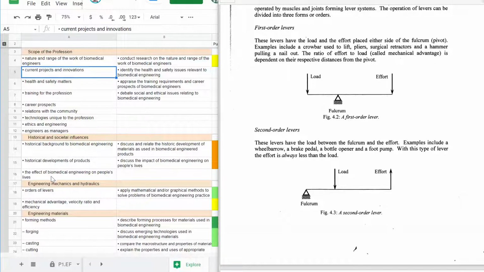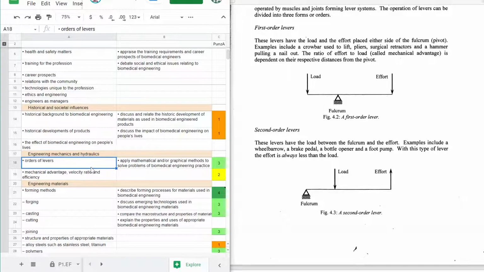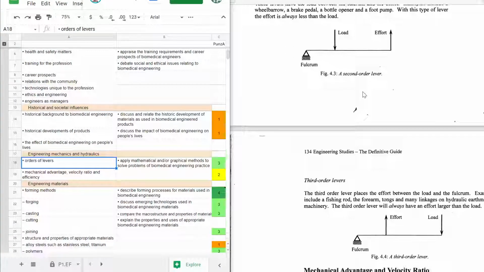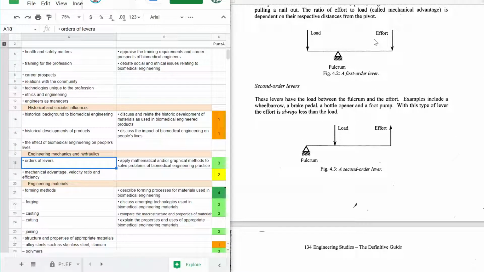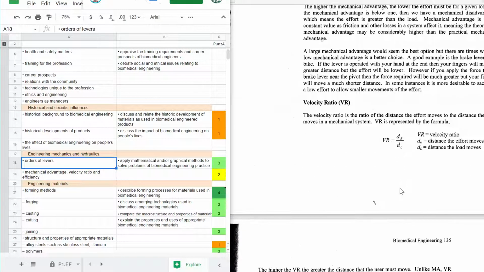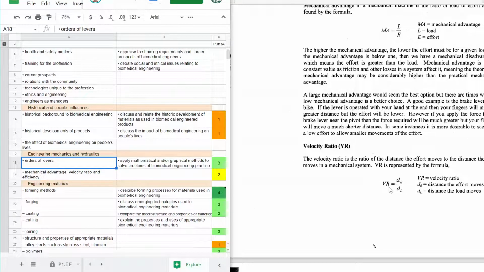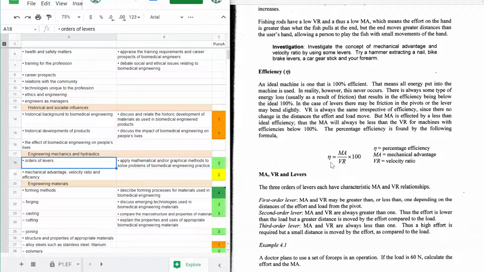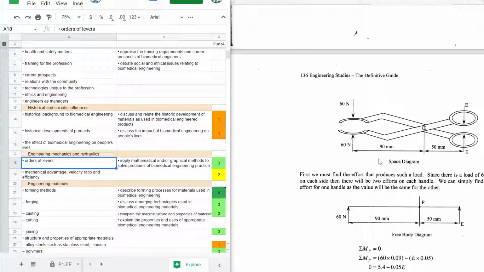Okay. So as we go into mechanics and hydraulics, we should now at this point be familiar with the three orders of levers. Number one are seesaws, number two are wheelbarrows, number three are fishing rods. We should also be familiar with mechanical advantage and velocity ratio and the concept of efficiency being mechanical advantage divided by velocity ratio. We looked at that with things like pulleys back in chapter one. We looked at that pretty early.